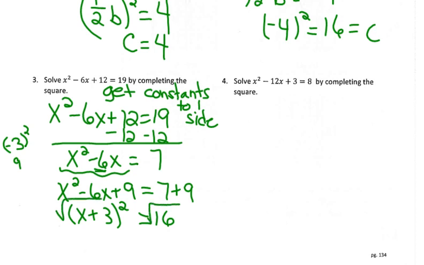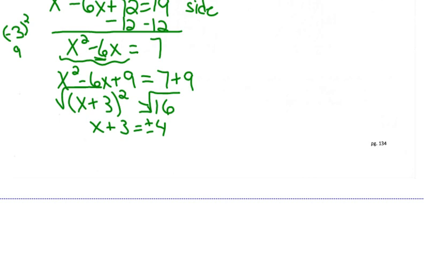So I'm going to take the square root. Well, the square root, these cancel. So I'm going to get x plus 3 equals plus or minus 4. Well, why is it plus or minus? Well, positive 4 times 4 is 16, and negative 4 times negative 4 is 16. So I really have two equations to solve. x plus 3 equals 4, and x plus 3 equals negative 4.